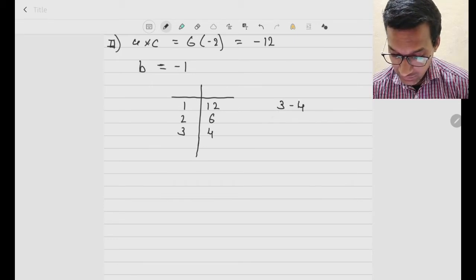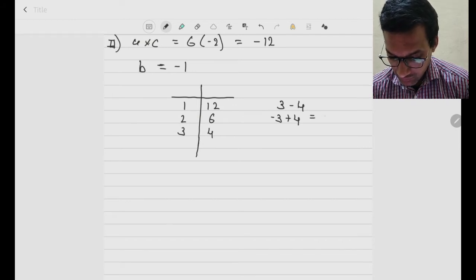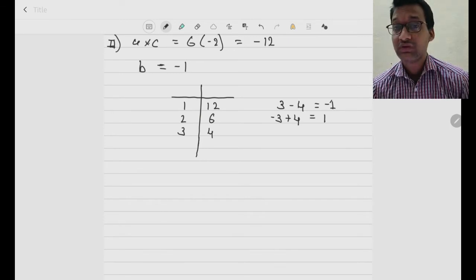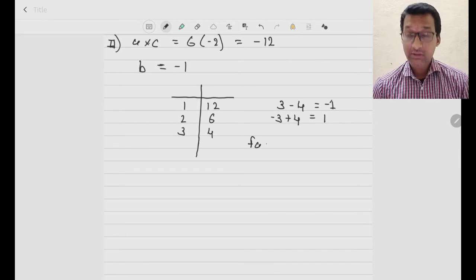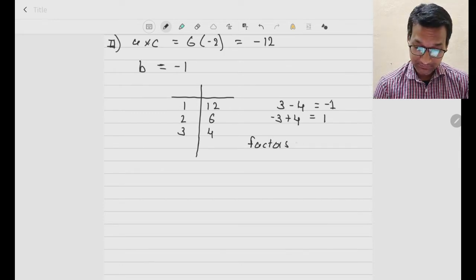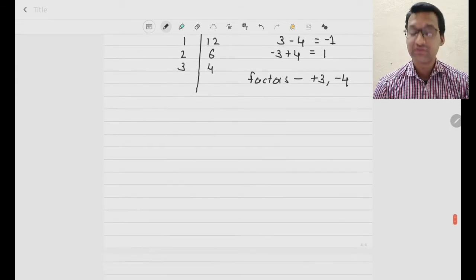Now there are two ways to take this. We can take 3 minus 4 or minus 3 plus 4. Minus 3 plus 4 will give us plus 1, whereas 3 minus 4 will give us minus 1. So we have got the factors. The factors are plus 3 and minus 4.